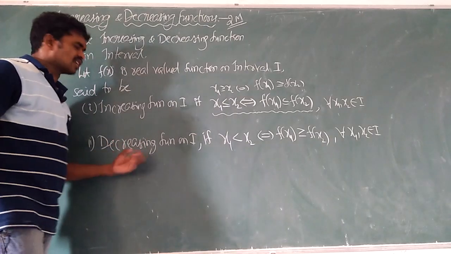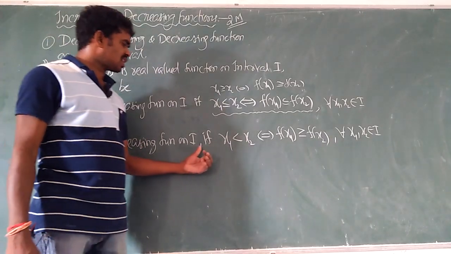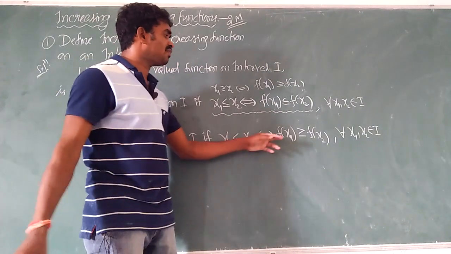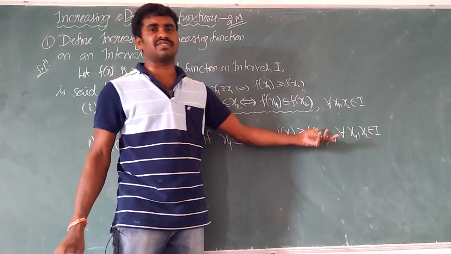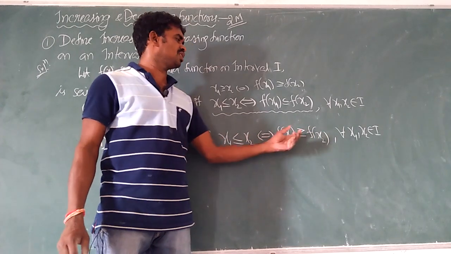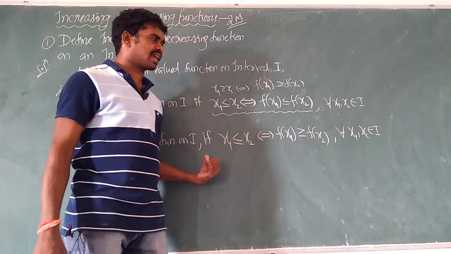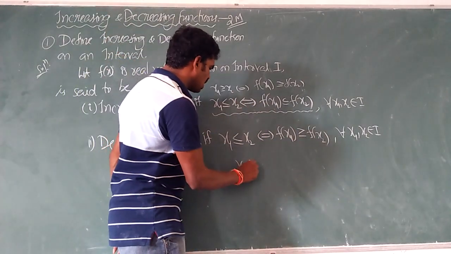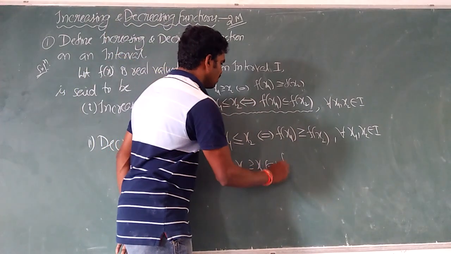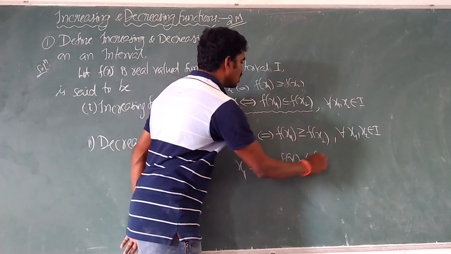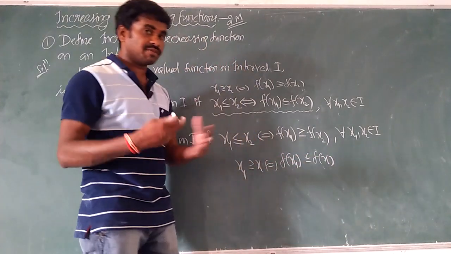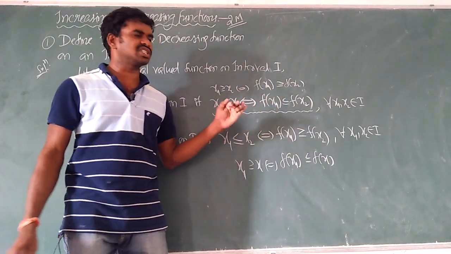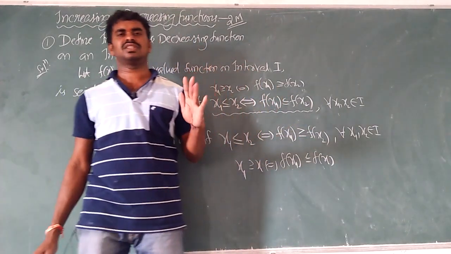And decreasing function: decreasing on I if x1 ≤ x2 if and only if f(x1) ≥ f(x2). So here the sign is reversed; that is a decreasing function. Here also we can give one more statement: if x1 ≥ x2 if and only if f(x1) ≤ f(x2). So what we have to remember: in the increasing function the sign should be the same, in the decreasing function the sign should be different. That's it.